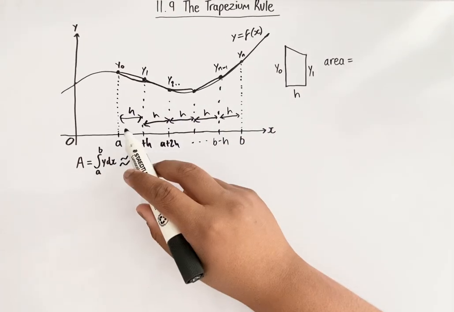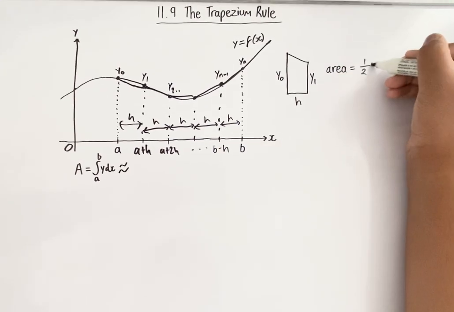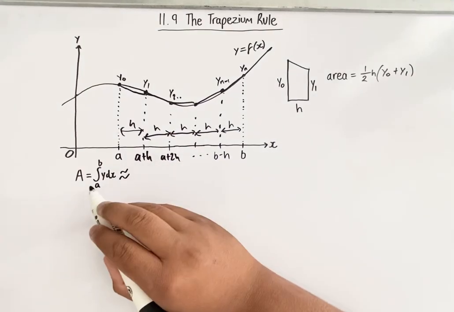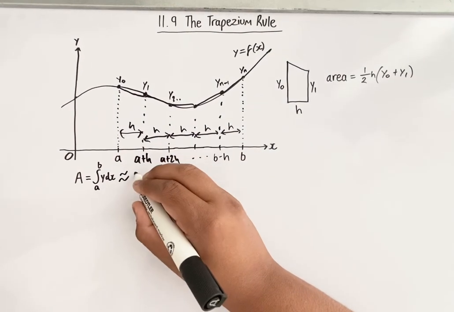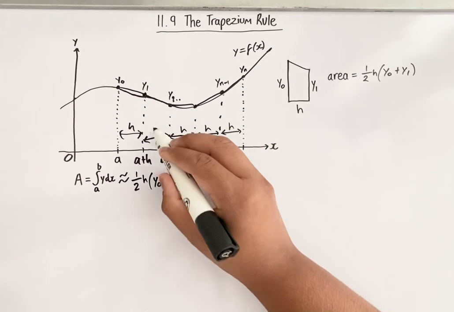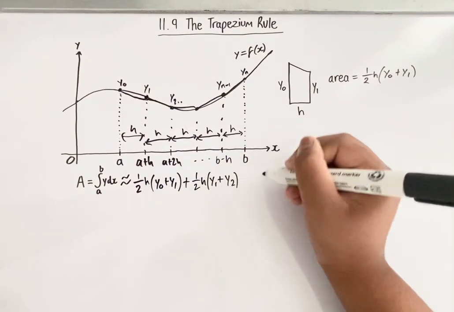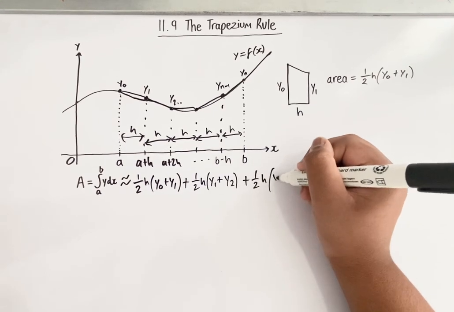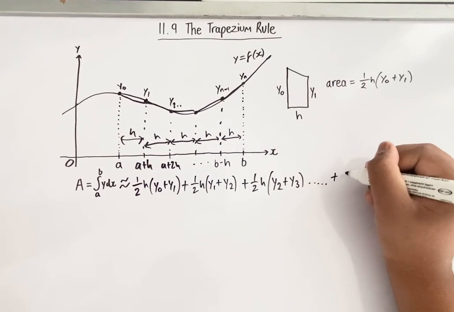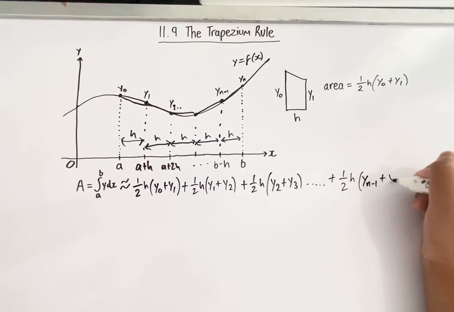For instance, the area of the first trapezium, using the area for a regular trapezium, would be a half multiplied by the width h multiplied by y0 plus y1. And so this makes the area under the curve approximately equal to a half h of y0 plus y1, plus the area of the next trapezium, which would be a half h multiplied by y1 plus y2, plus a half h of y2 plus y3, and so on and so forth until we get a half h of the last two y values, yn minus 1 and yn.